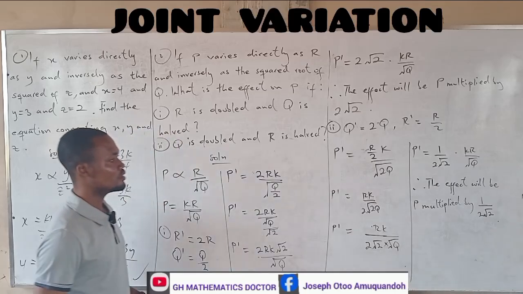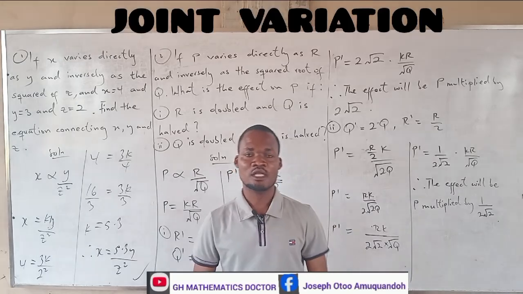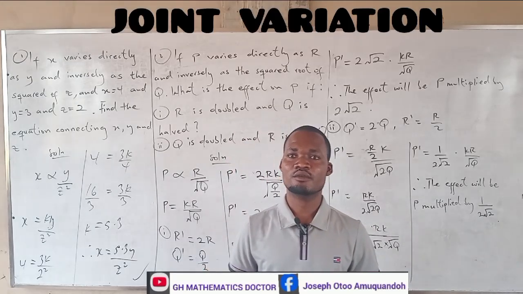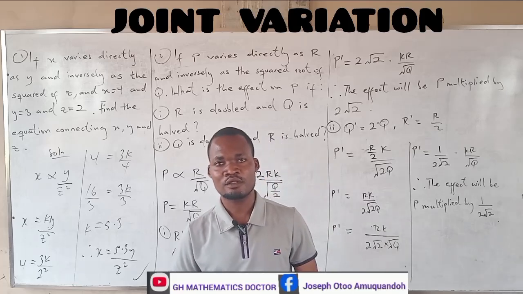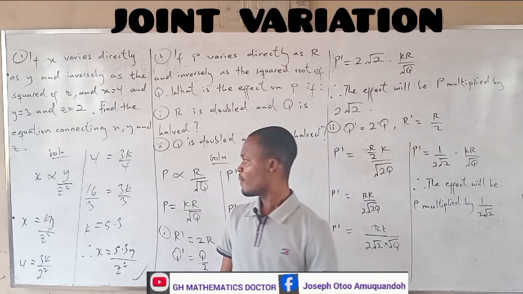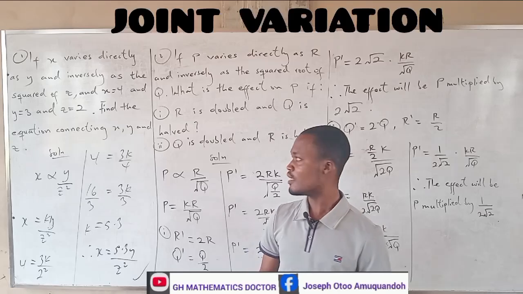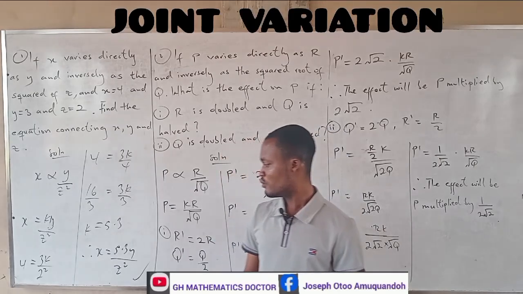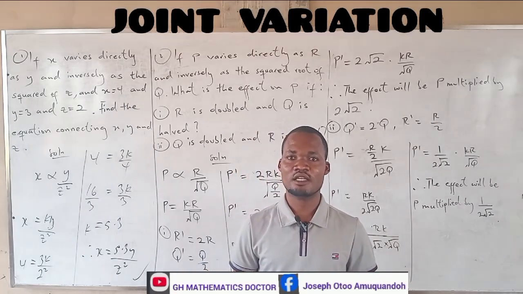All right, so this is how you can solve this problem. This is all about joint variation. We have other related problems that you can use joint variation to solve. If the question further asks you to find any variable, either x, y, z, or whatsoever, we stand on this relation, do substitution, then find the variable.